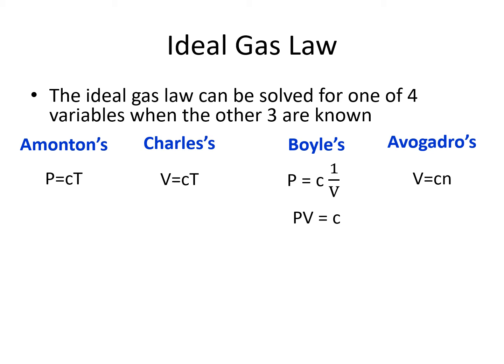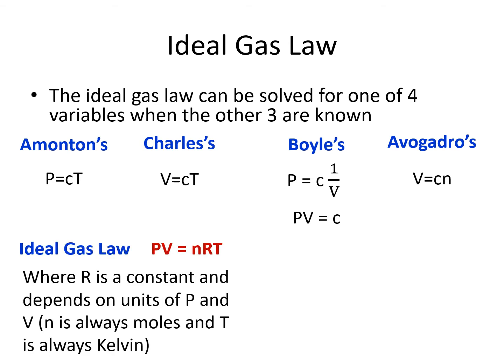Now that everything is in the numerator, we can compare them and see which things are on which side of the equal sign. Pressure is on the left side of the equal sign in Amonton's and Boyle's law, so it's on the left side in the ideal gas law. Charles's law, the rearranged Boyle's law, and Avogadro's law all have volume on the left, so volume goes on the left in the ideal gas law.